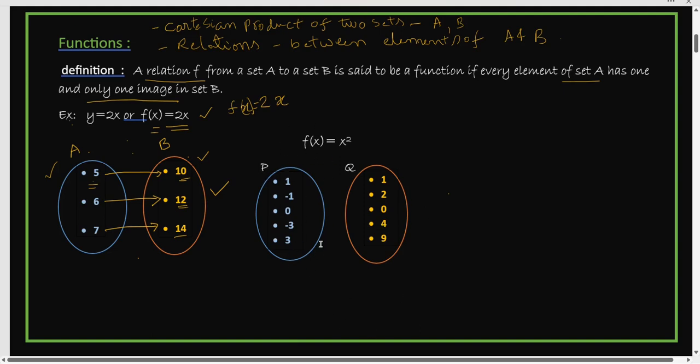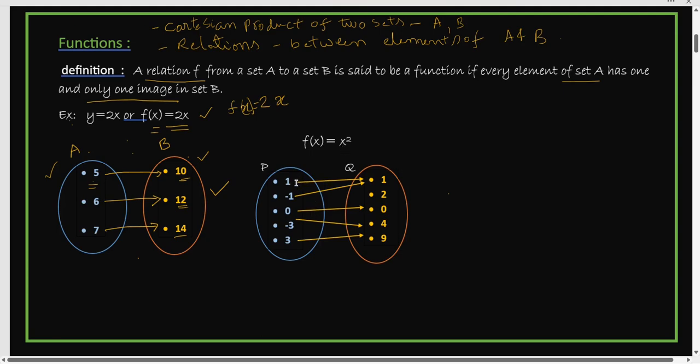I will show you the arrow diagram for this relation. You can see 1 is connected to 1 and -1 is also connected to 1. That means if you input 1, you get the output 1, and for -1 also we get the same output. Similarly, -3 points to 9 and 0 points to 0. So the relation is f(x) = x squared.